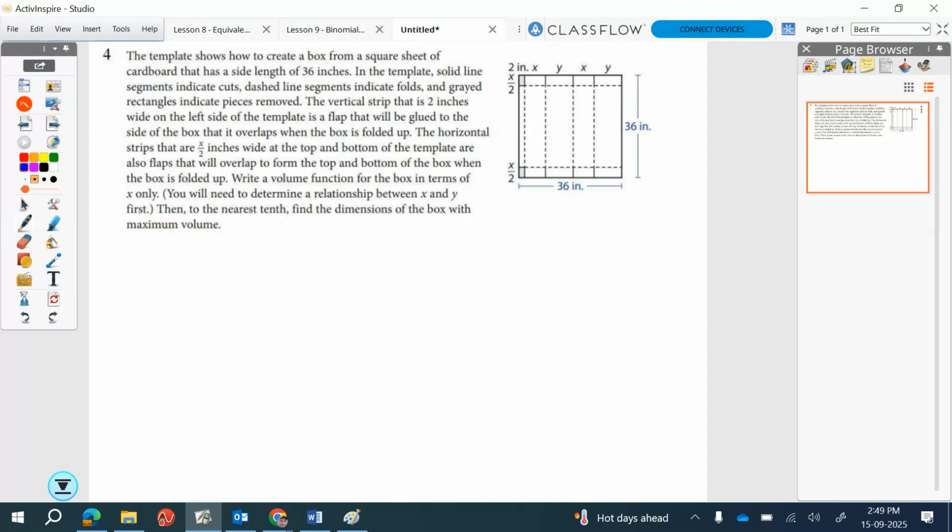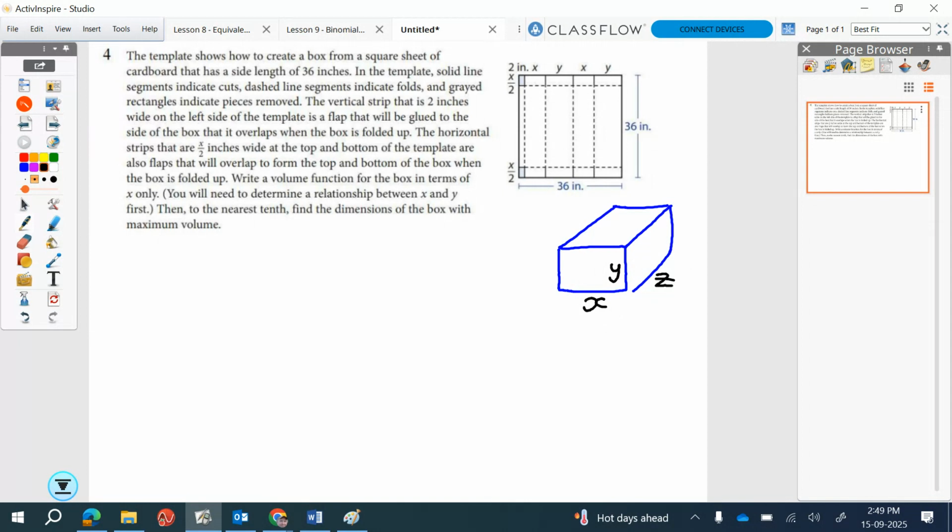So we need to identify the size of the box. The box is going to look like this once it's made. We need to identify three sides of the box. This length here, this length here, and this length here. And then we can calculate the volume.